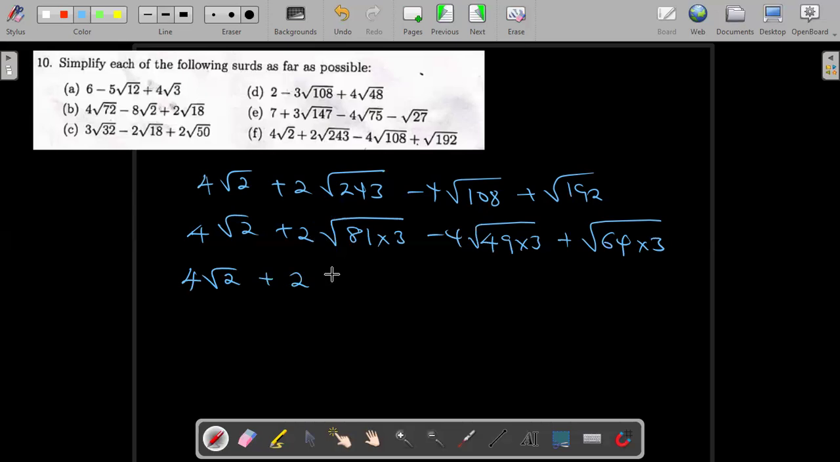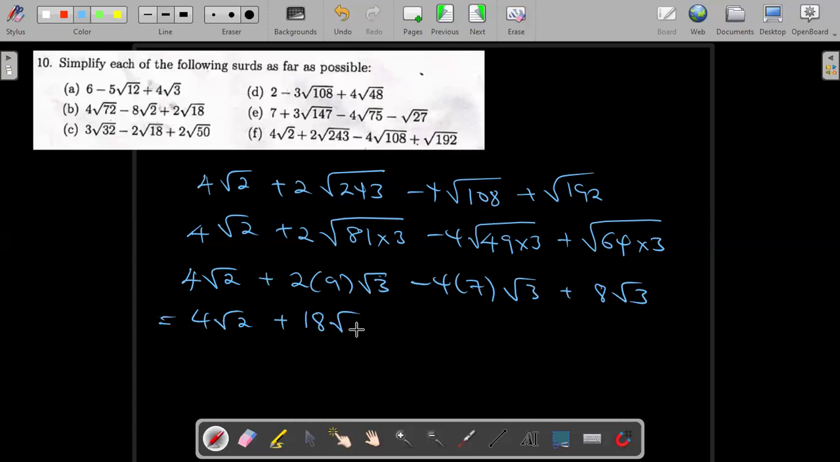So the square root of 81 is just 9. Then you have your root 3. Then you have minus 4 times the square root of 49, which is 7, then root 3. Then that will be plus the square root of 64, which is 8, then you have your root 3 there. Then we can simplify this to root 2. When I multiply these two here, I just get 18 root 3.